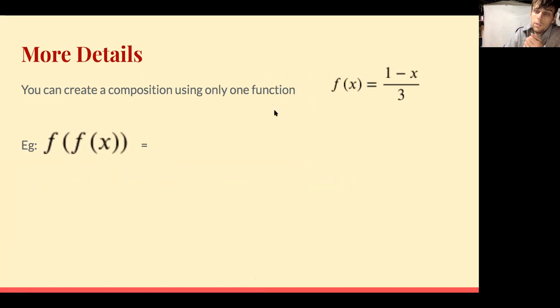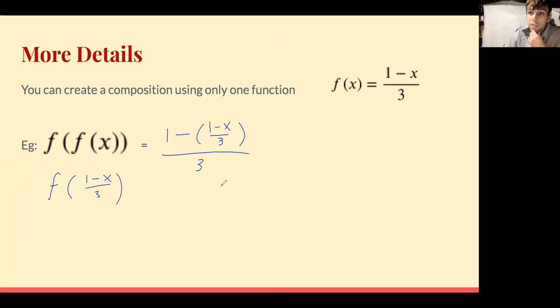All right, so some more details. You can compose a function with itself, so we can take f and put it inside of itself. So f of f of x. We'll do that with this function right here. We're taking the function f, and remember, we're putting in f again. So we're really doing f of 1 minus x over 3. I'm going to start with my function f. So it's 1 minus x, which is where we take our input. My input is this, 1 minus x over 3.